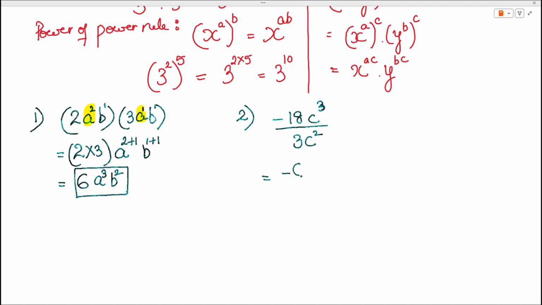So this will give you a -6, and this one, both the powers, they have the same base. And because they are in division, we'll subtract the exponent. So we'll apply the quotient rule. This becomes c raised to the exponent 3 minus 2. And this gives us -6 times c raised to the exponent 1. So if you want to write 1, you can, but you can just leave it as such, because when there's no exponent written on the variable, it's a 1.